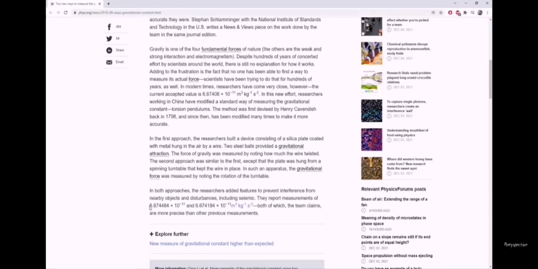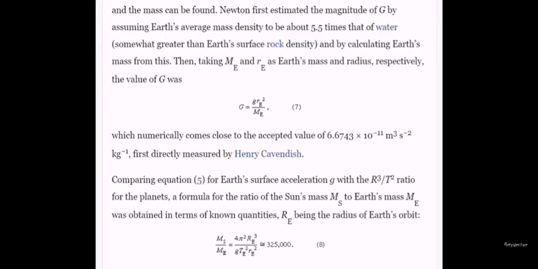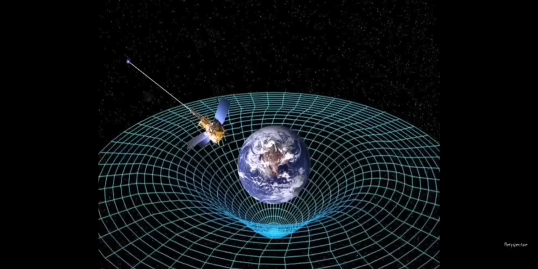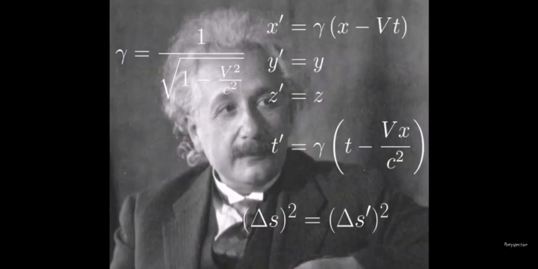In both approaches, the researchers added features to prevent interference from nearby objects and disturbances, including seismic. They report the measurements here and here, both of which the team claims are more precise than the 2 previous measurements. To put it easier for the Flerfs to understand, on the local level, i.e. here on Earth, Newton's laws of gravity work amazingly well, and out in the cosmos, Einstein's general theory of relativity works very well.